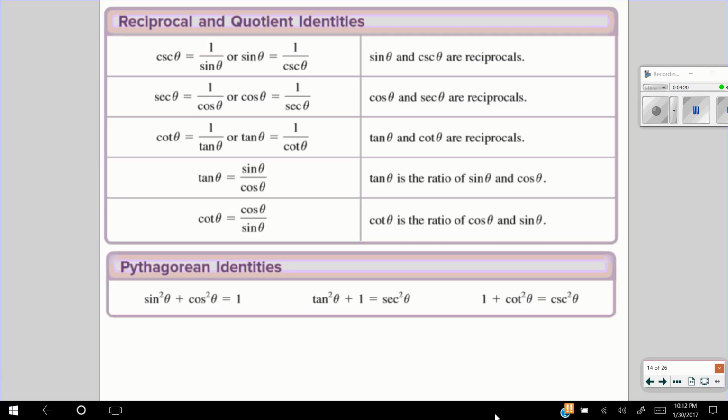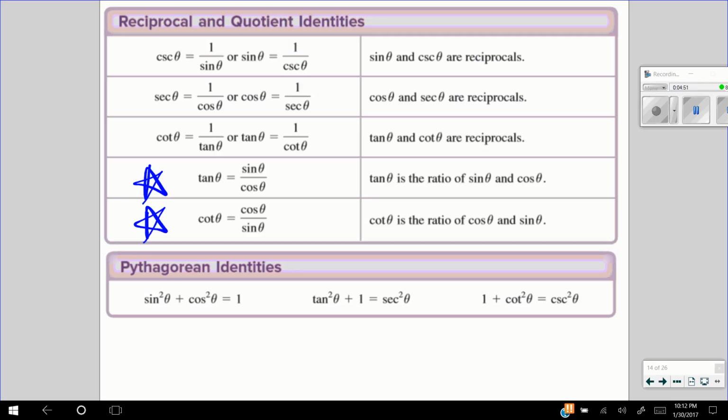Really, the reciprocal identities are just saying that sine is 1 over the cosecant, and the cosecant is 1 over sine. We already know that. Secant is 1 over cosine. Cosine is 1 over secant. Cotangent is 1 over tangent. Tangent is 1 over cotangent. We know that, okay? The new ones are coming from right here. Tangent is the sine over cosine, so cotangent is the cosine over sine.